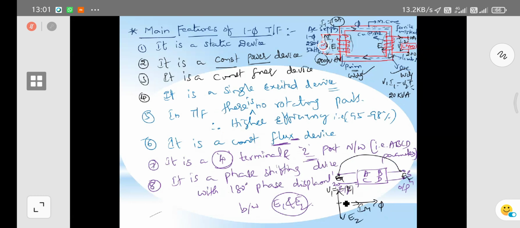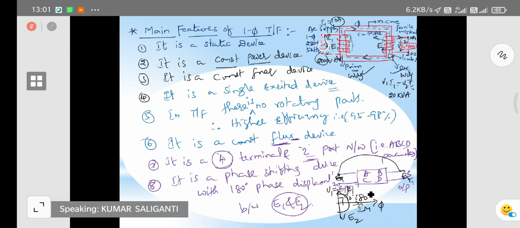So up to this 90 degrees. Up to this here, you can see 180 degrees. So that's why it is a phase shifting device here.